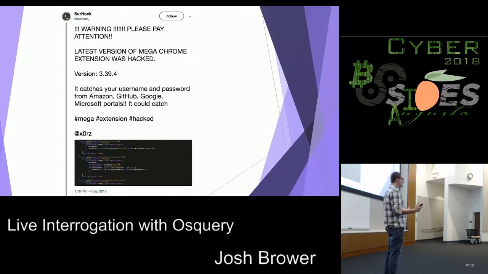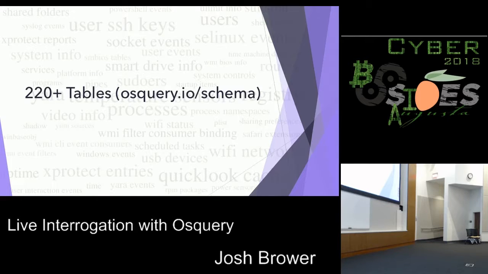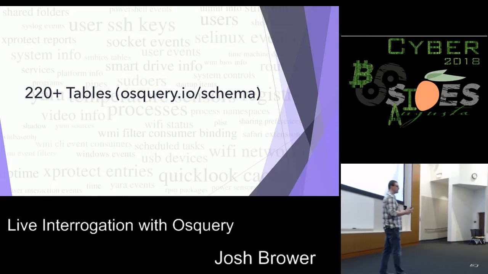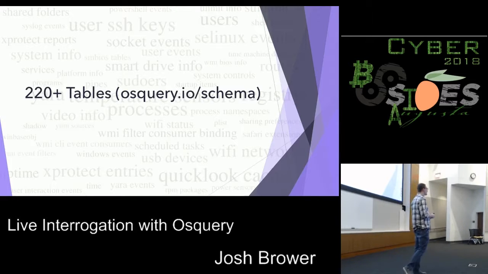Now if you're in this situation and you want to know if any of your users on your systems has this compromised extension installed, here's what we can do with Osquery. We can look at the different tables that Osquery has. If you go to the Osquery website, osquery.io/schema, there are over 220 tables available. Each of these tables allows you to look at a certain part of the system. I already mentioned the users table. There are quite a few up there that you can see.